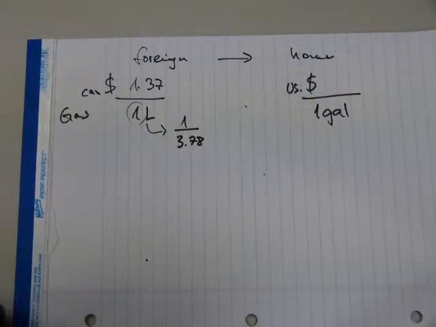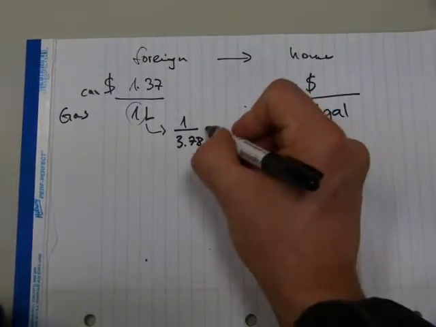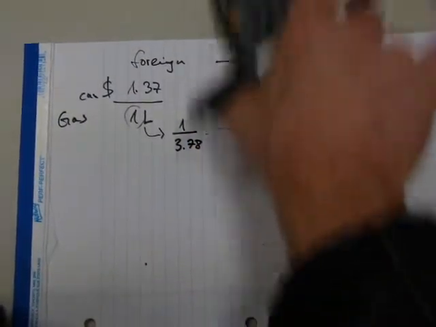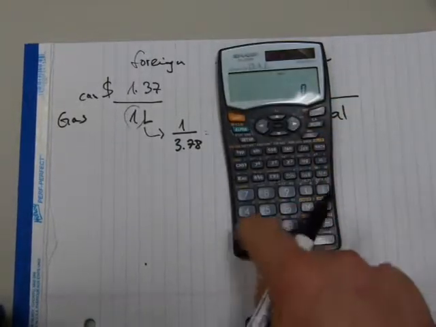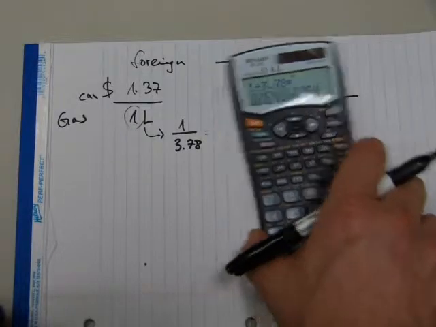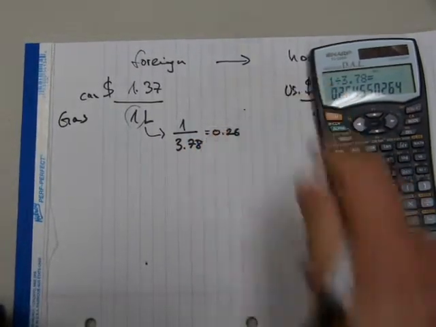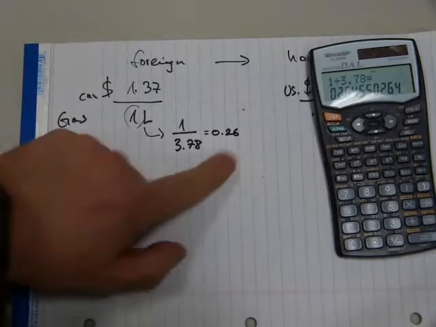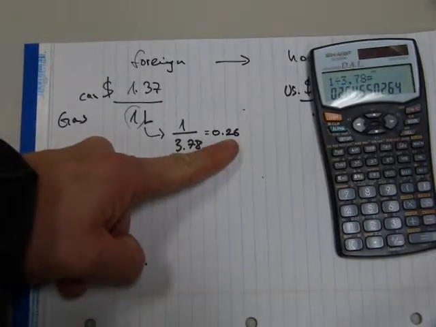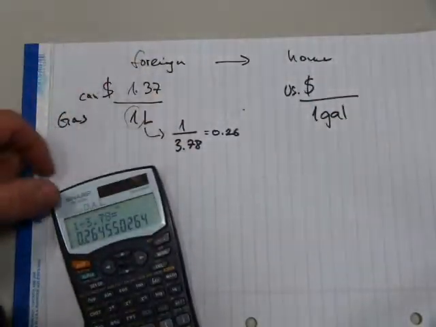We have the inverse of a number. And to do that, I just do the division, 1 over 3.78, and that's 0.26. So like I said, 1/4 is 0.25. It's a little more because it's not exactly 1 over 4.